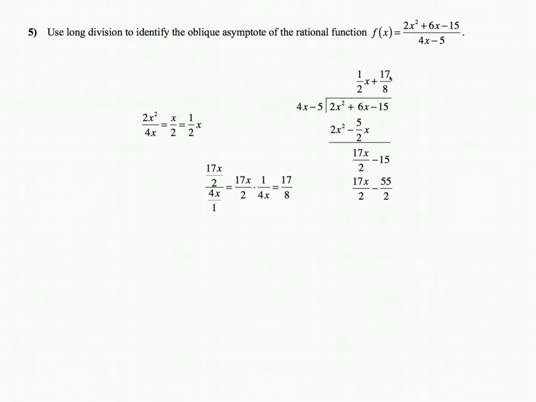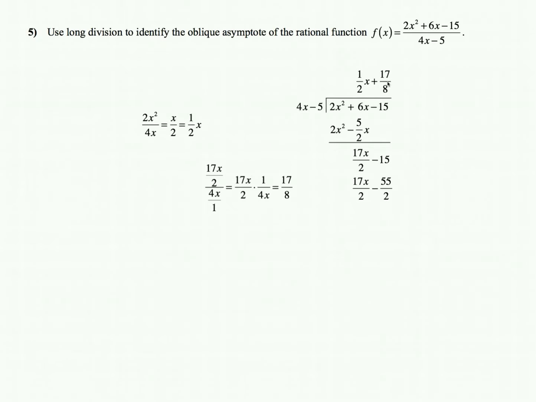That 17/8 then goes here. That's a constant term, and it goes above the constant term of the dividend. And so that then is our oblique asymptote, 1/2 x plus 17/8.